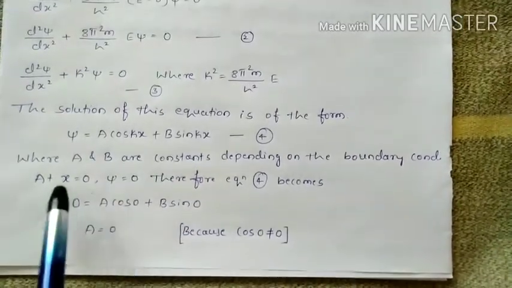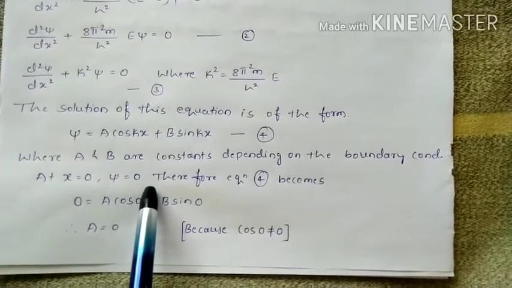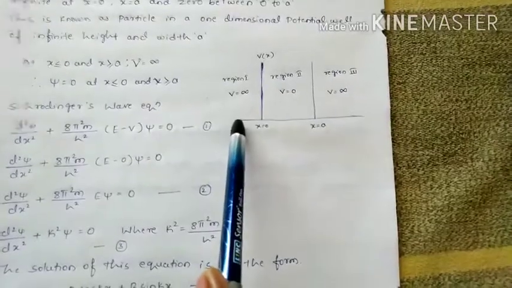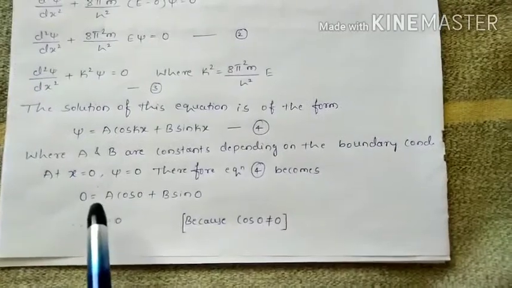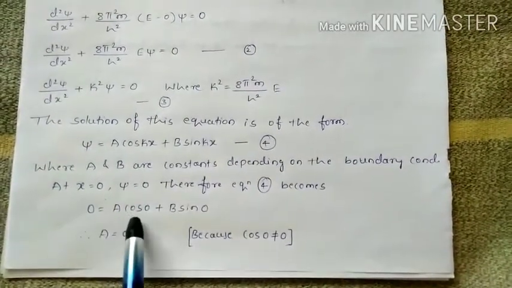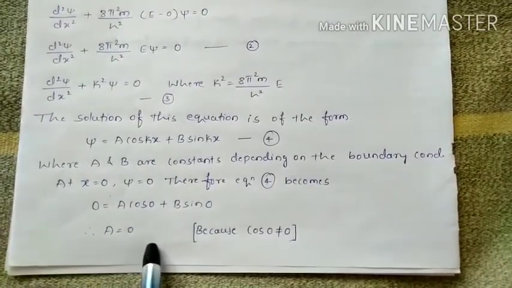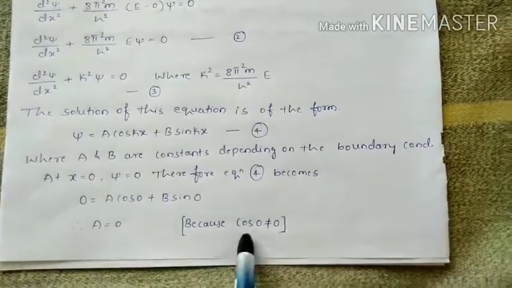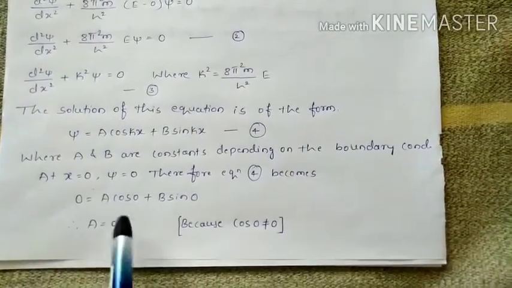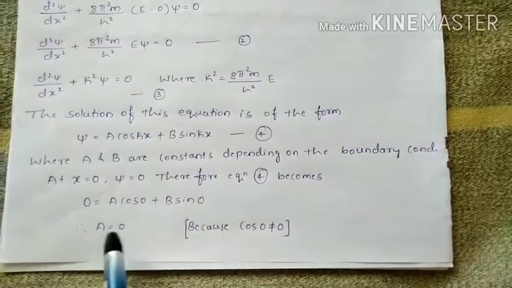So let us consider the first case. At x equals 0, psi equals 0. This is the first boundary condition. When you substitute x equals 0 and psi equals 0 in this equation, it is going to be 0 equals A cos 0 plus B sin 0. Therefore A equals 0, because cos of 0 is not equal to 0. Here you cannot substitute cos 0 equals 0. That is the reason A is going to be 0.